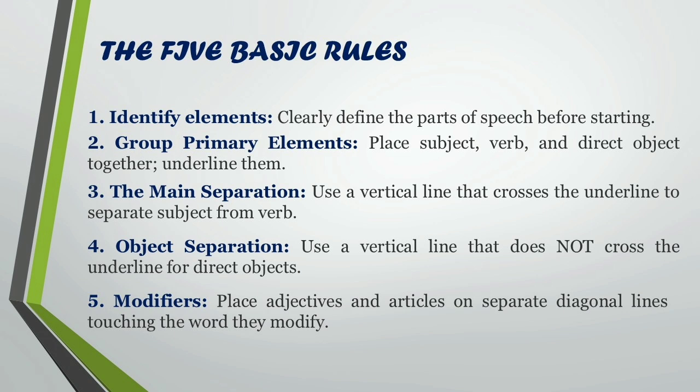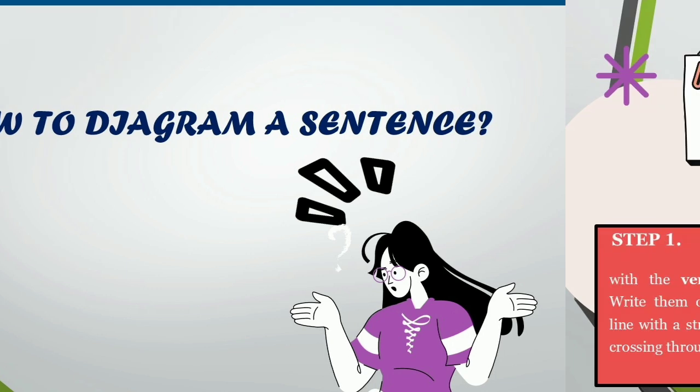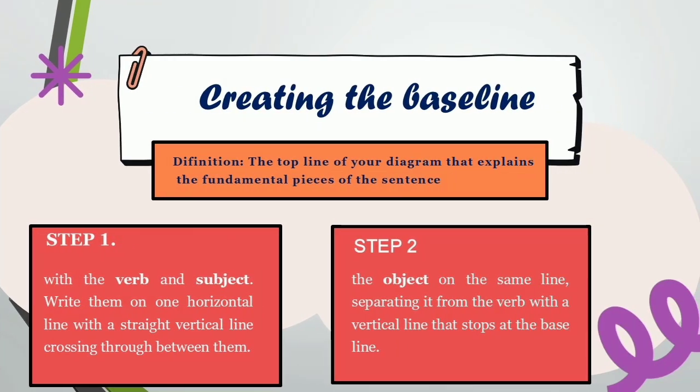We have now reached our foundational operational rule. Let's walk through these 5 core steps. First, scan your sentence to identify all parts of speech. Second, pull out your primary elements, the subject, verb, and direct object, and group them onto the shared baseline. Third, separate your subject and verb using a bold vertical line that slices completely through the baseline. Fourth, separate your verb and direct object with a vertical line that stops at the baseline without crossing it. Finally, attach modifiers underneath on slanted lines. Now, how do we diagram a sentence?